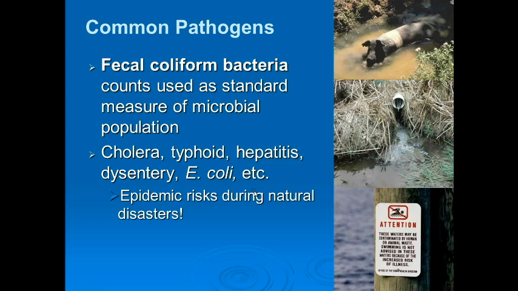Common pathogens. Fecal coliform is one. We do counts of these as a standard measure for the microbial population. Cholera, typhoid, hepatitis, dysentery, E. coli, all are at risk of doing an epidemic during a natural disaster.